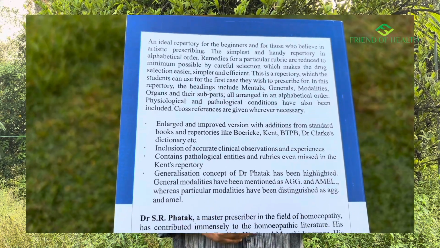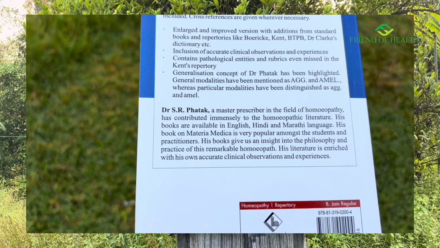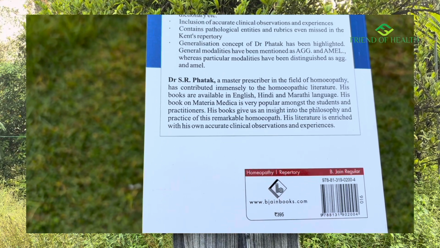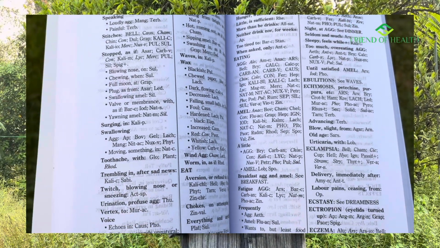This particular fourth, revised and corrected edition is an enlarged edition with additions and improvements from standard repertories like BBCR, BTPB, Clark's repertory, Kent's repertory, Boericke's repertory, etc. So very important remedies and rubrics are not missed, and there is also inclusion of a lot of clinical observations, clinical experiences and verifications, and physiological and pathological rubrics are added.